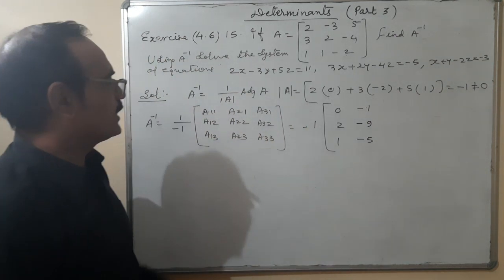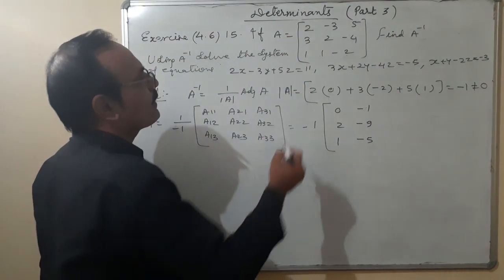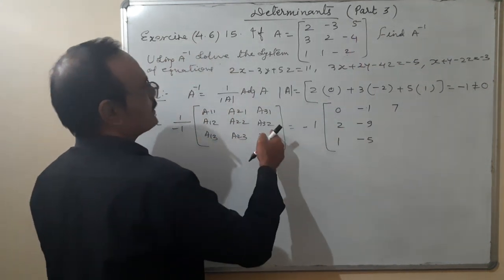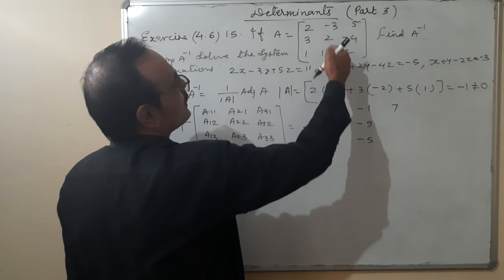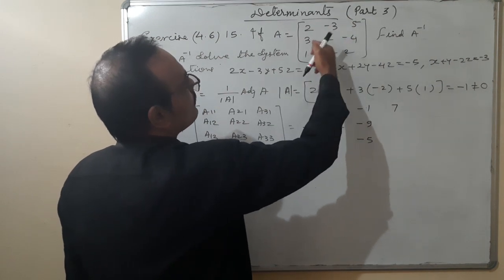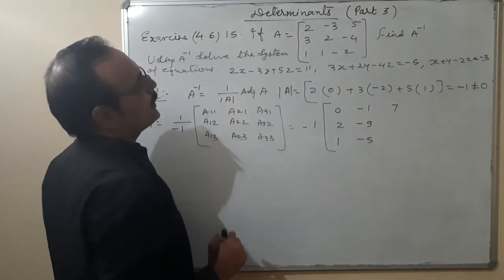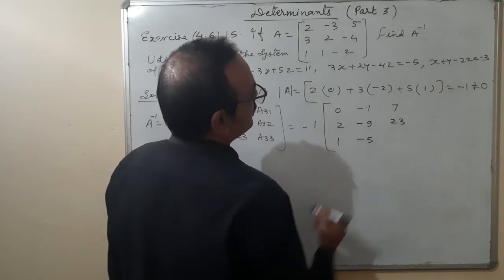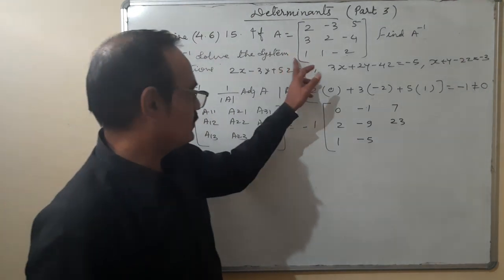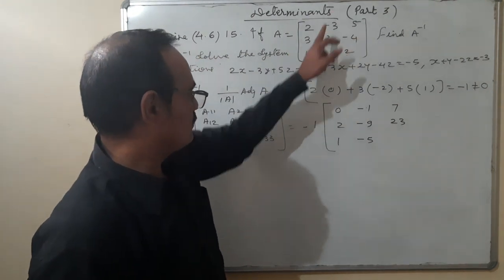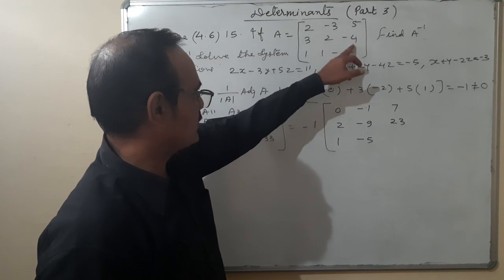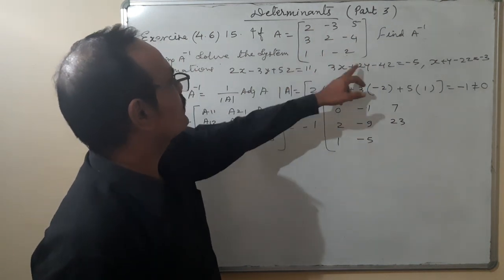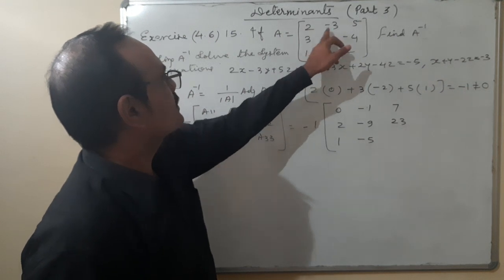Here is coming 3, 1, third row, first column. 12 minus 5, 7. And it is 3, 2, third row, second column. Minus 8 minus 15, minus 23, that means plus 23. Okay. It is 3, 3, third row, third column. 4 plus 9, 13.